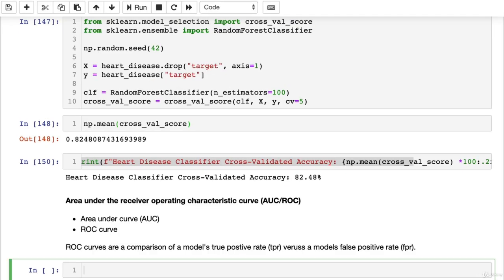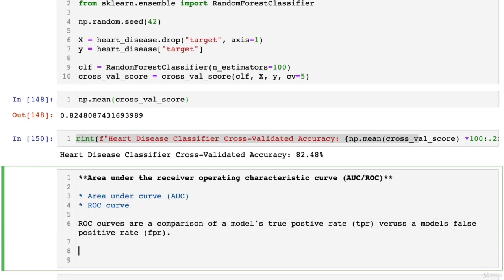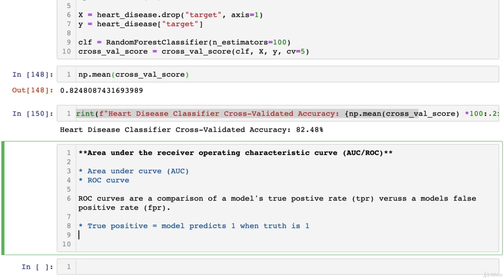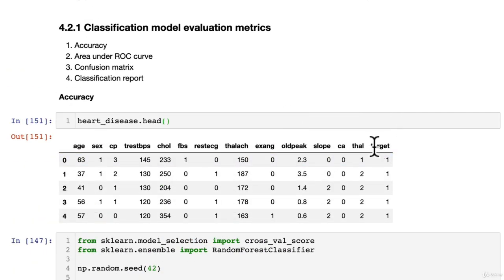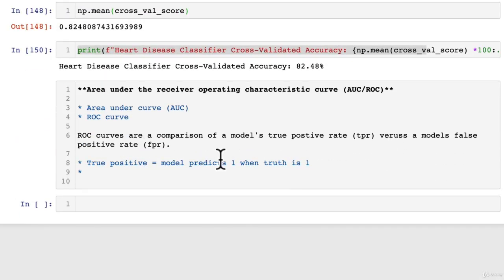Now you might be wondering, okay, what is a true positive and what is a false positive? Well, let's have a look here. A true positive equals model predicts 1 when truth is 1. Does that make sense? So in our case, if our targets are 1 or 0, a true positive is when our model predicts a 1, and the real label is a 1. Okay, yeah, that makes sense.